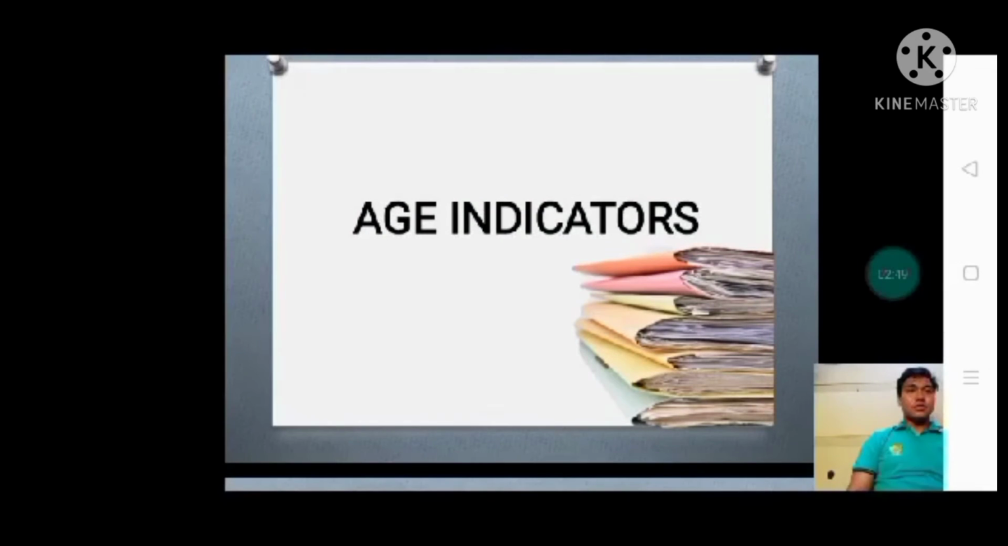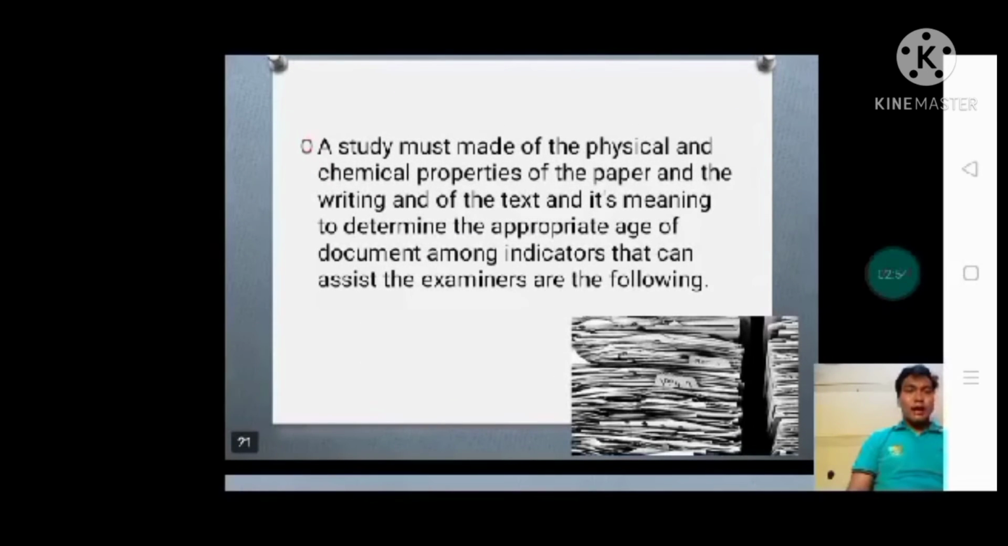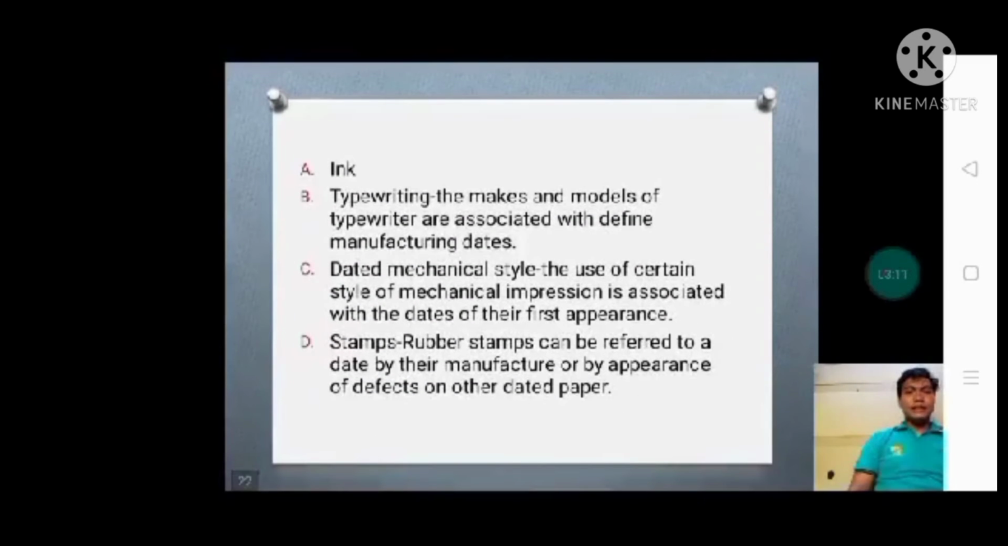Age indicators. A study must be made of the physical and chemical properties of the paper and the writing, and of the text and its meaning, to determine the approximate age of the document. Among indicators that can assist the examiners are the following. Ink. Typewriter: the makes and the models of typewriters are associated with defined manufacturing dates.